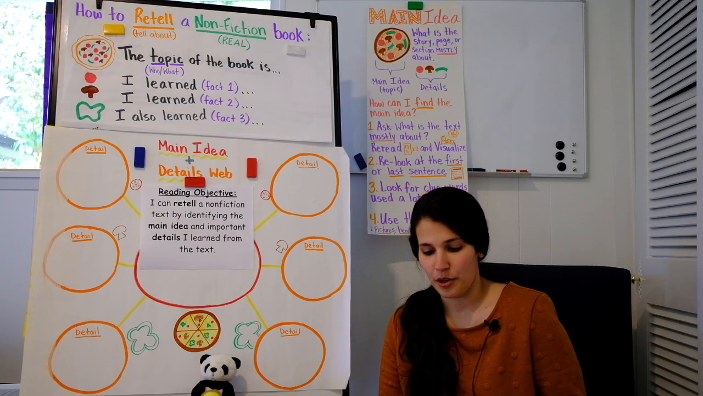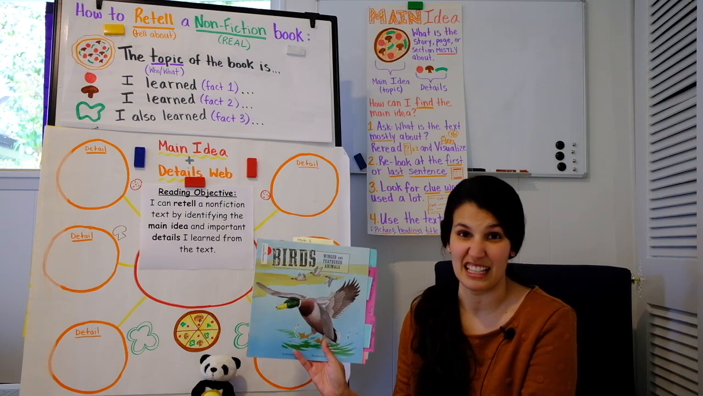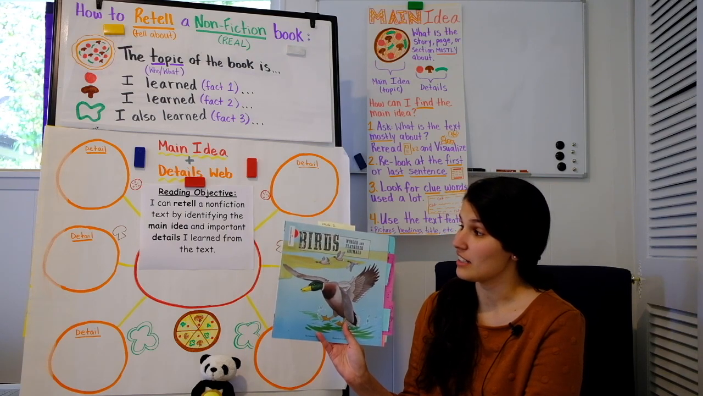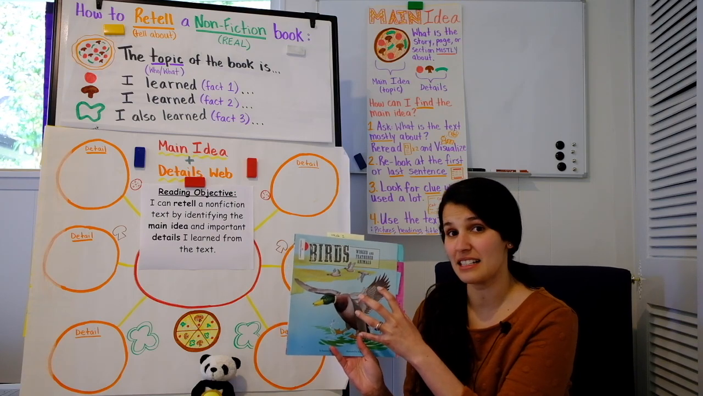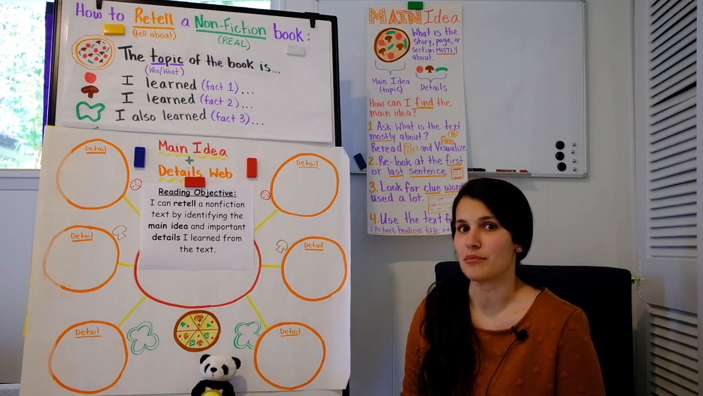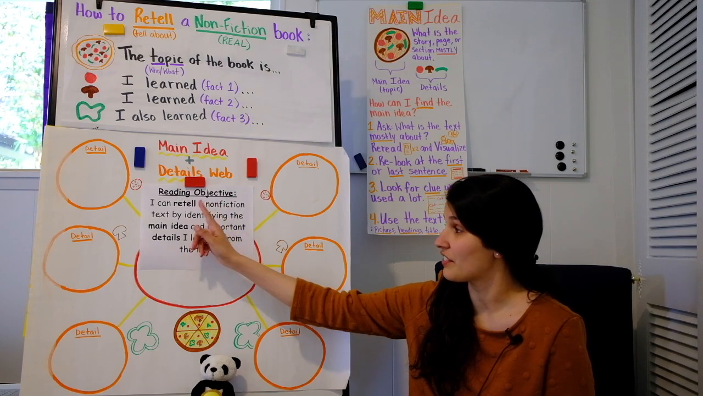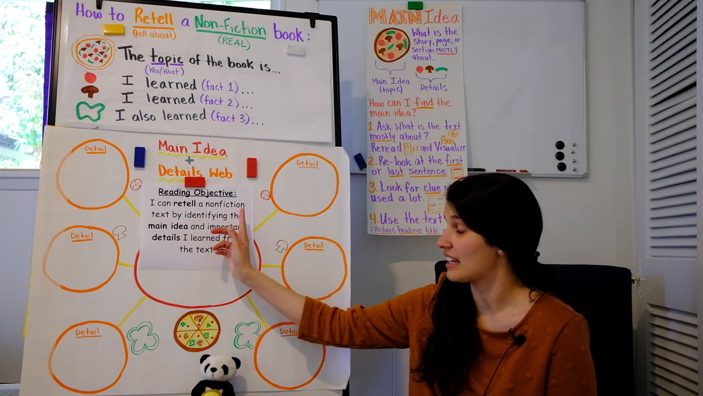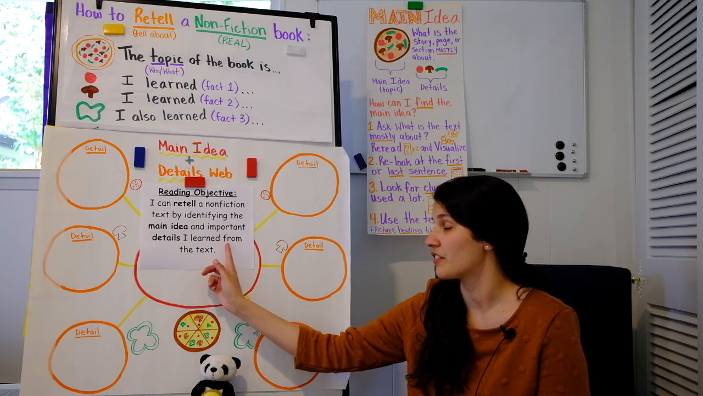So this week we have been reading Birds, Winged and Feathered Animals. Today we are going to really think about the main idea of this text and the details that support that. Let's start by reading our objective. I can retell a nonfiction text by identifying the main idea and important details I learned from the text.